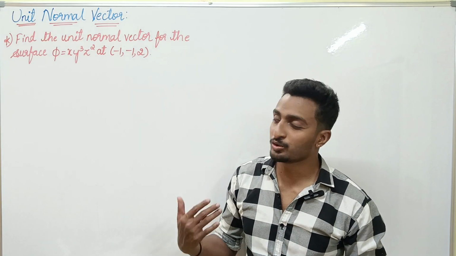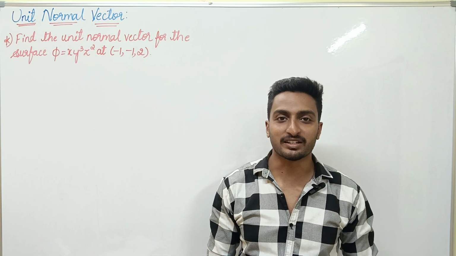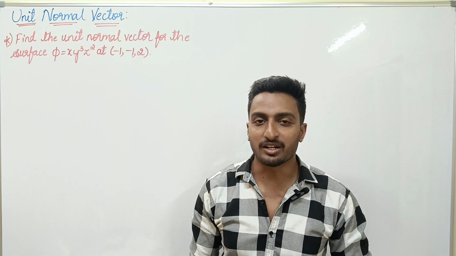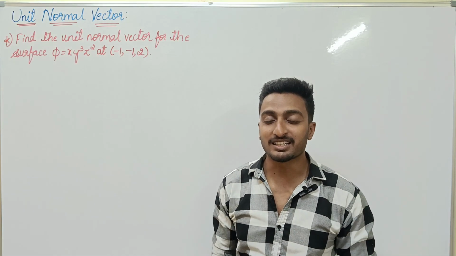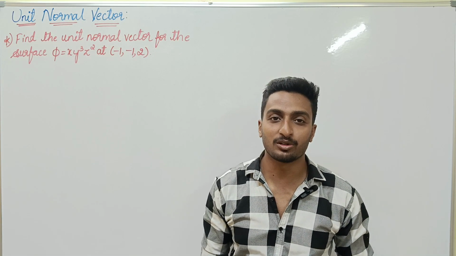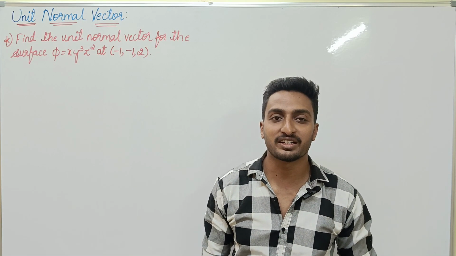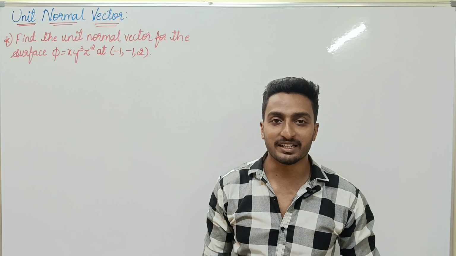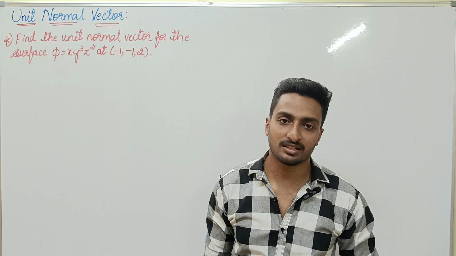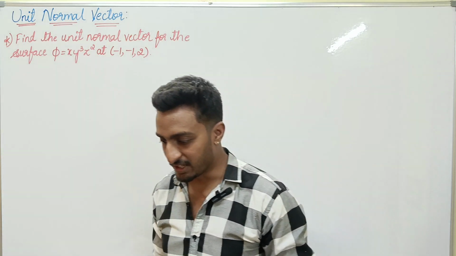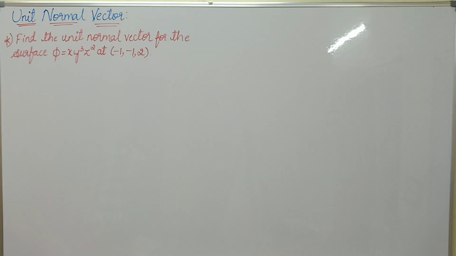Today, let us learn how to solve the problem on unit normal vector. First, we are going to represent the scalar function and consider the unit normal vector, that is n cap equal to gradient phi divided by modulus of gradient phi. First, we are going to find gradient phi, differentiate, find the solution, and represent the given solution. Now, let us see how to represent the solution.